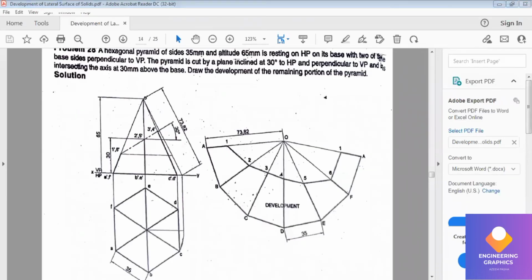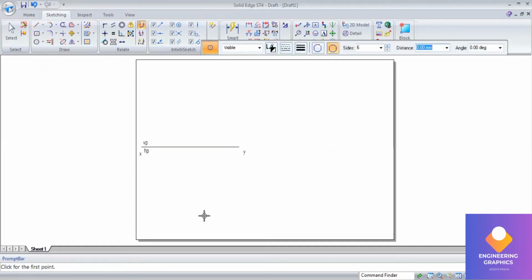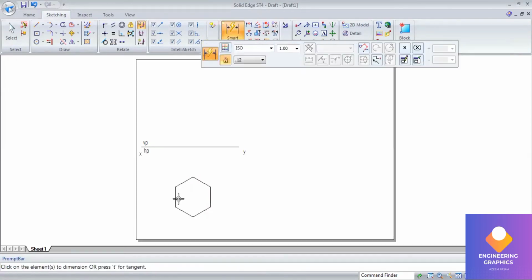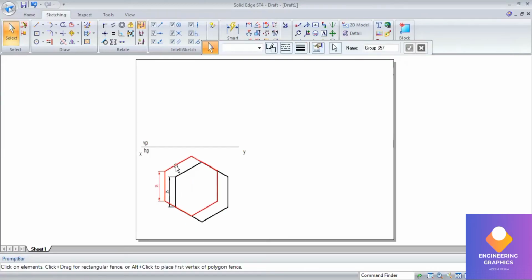So here, a hexagon of dimension 35. So go to polygon by center and give sides 6, and place it with the edges perpendicular to VP. So here the edge is perpendicular, give 35, enter. Okay, make it 0.50 mm thick.